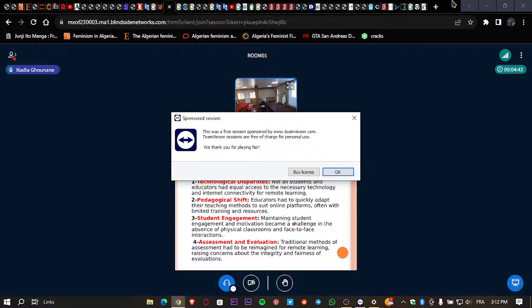Challenges faced. One, disparities in technologies. Not all teachers and students had equal access to the internet and other technologies needed for distance learning. Two, pedagogical shifts. Teachers, frequently with little support or training, had to swiftly modify their lesson plans to fit online learning environments. Three, students' engagement. Without actual classrooms and in-person interactions, it became difficult to keep students motivated and engaged. And the last one, assessment and evaluation. Concerns over the impartiality and integrity of evaluations were raised when traditional techniques of assessment had to be redesigned for distance learning.